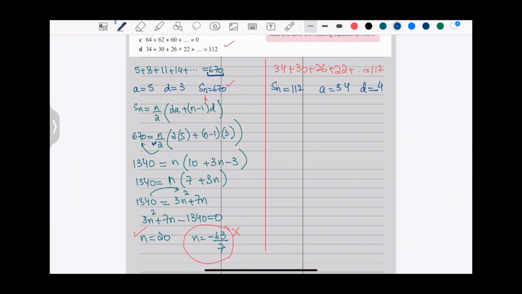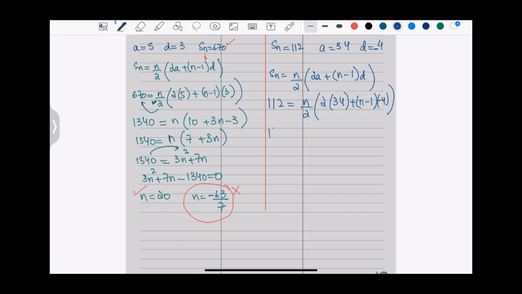Now Sn is equal to n over 2 times 2a plus n minus 1 times d, and 112 is equal to n over 2 times 2 into 34 plus n minus 1 times negative 4. It's a decreasing sequence anyway.